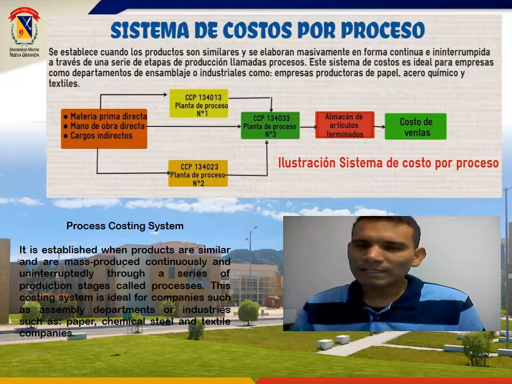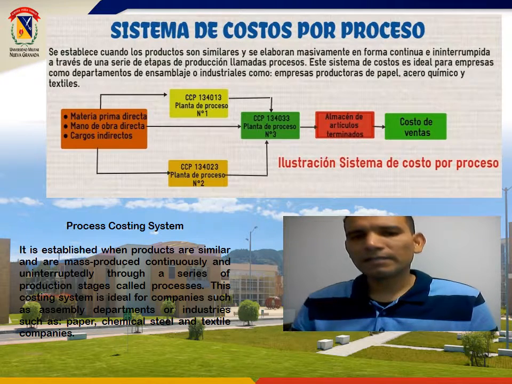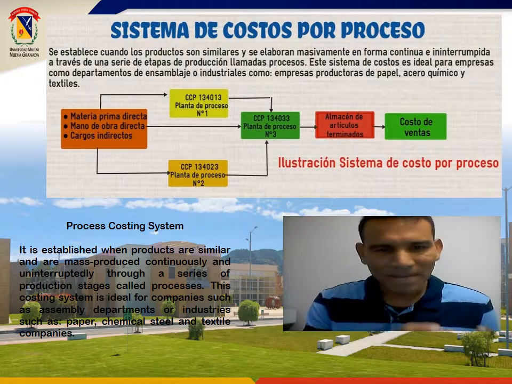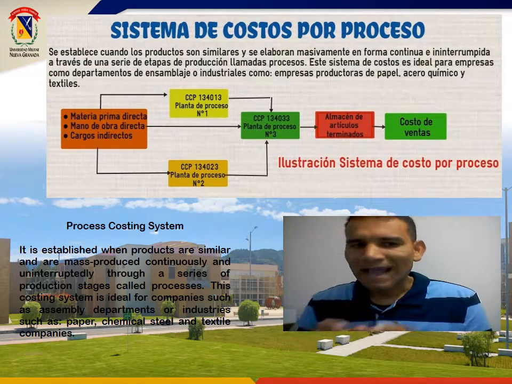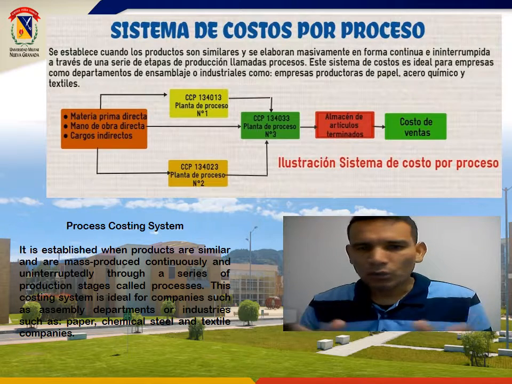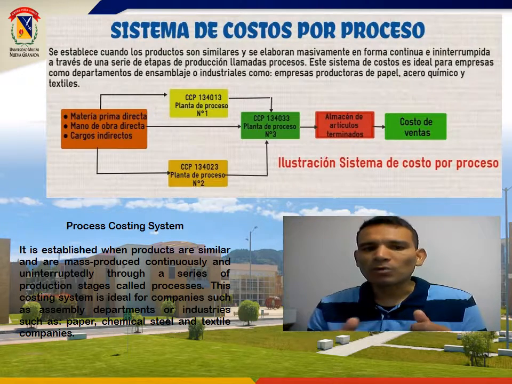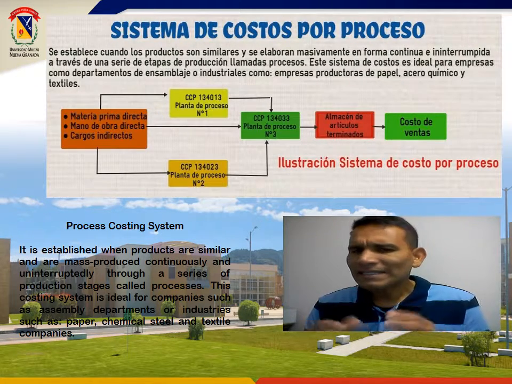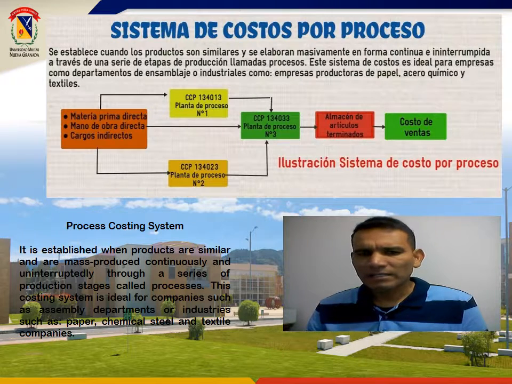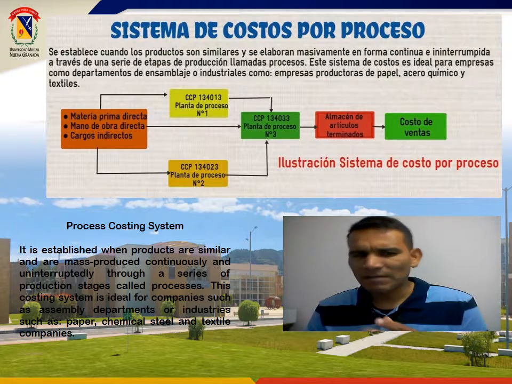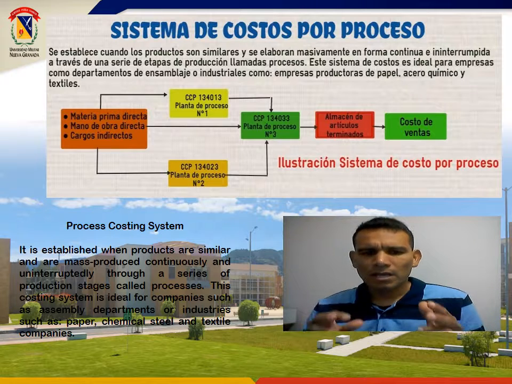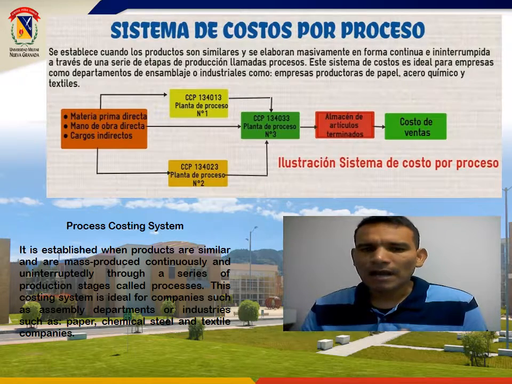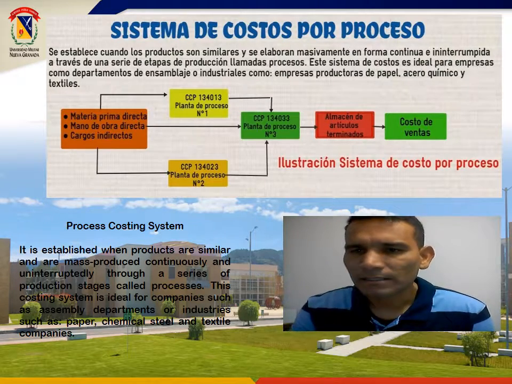Process costing system. It is established when products are similar and are mass produced continuously and uninterruptedly through a series of production stages called processes. This costing system is ideal for companies such as assembly departments or industries such as paper, chemical, steel, and textile companies.